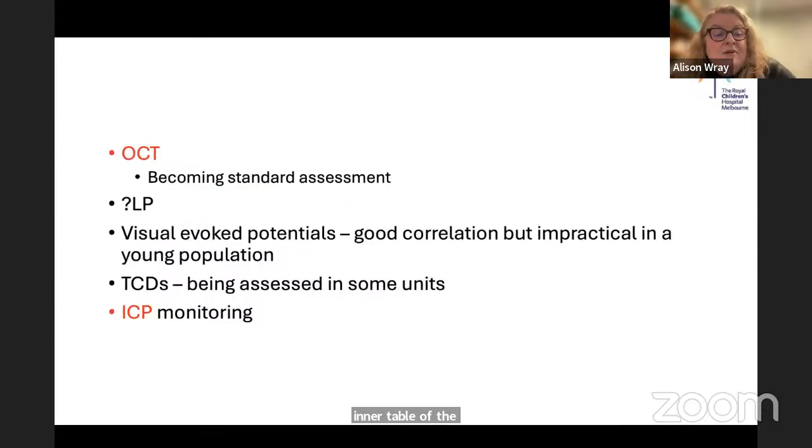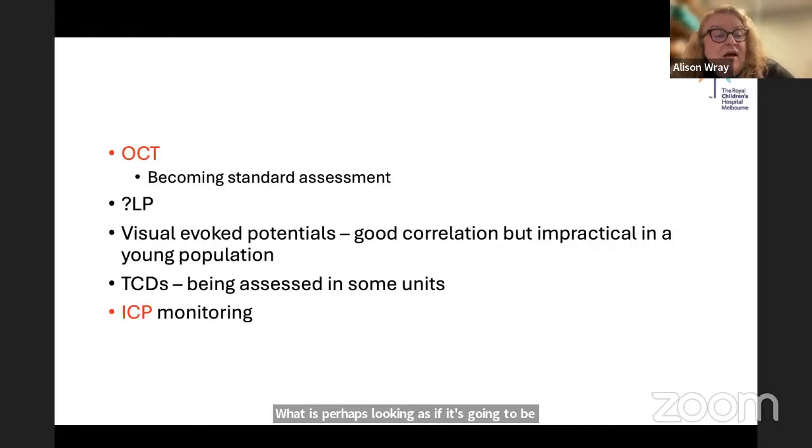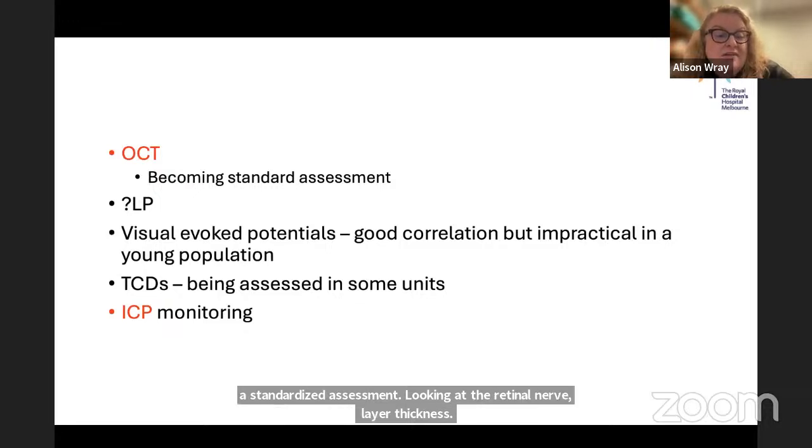What is perhaps looking as if it's going to be more helpful is the use of OCT, and that's becoming more of a standardized assessment, looking at the retinal nerve layer thickness and inferring pressure effects on that.